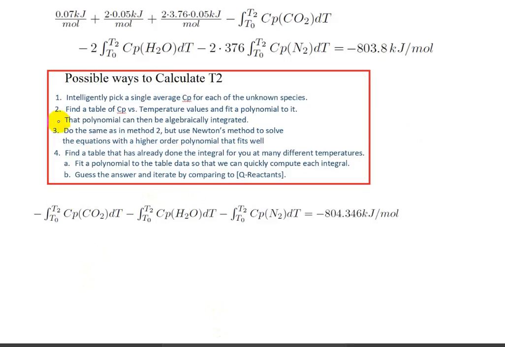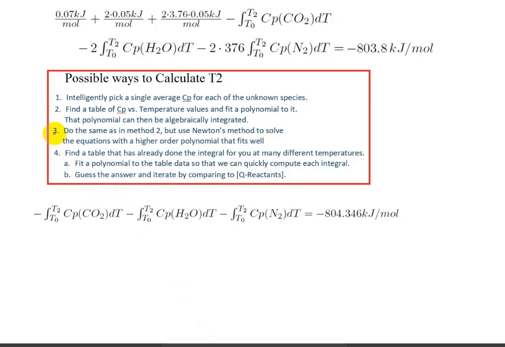All right, a second way is to find a table of heat capacity versus temperature values and fit that to a polynomial. That polynomial can then be algebraically integrated. If you choose a low-order polynomial, like order 1, 2, or 3, 1 being a straight line, you might be able to solve for T2. Unfortunately, low-order polynomials yield a very poor fit to the data, and you might as well resort to method 1.